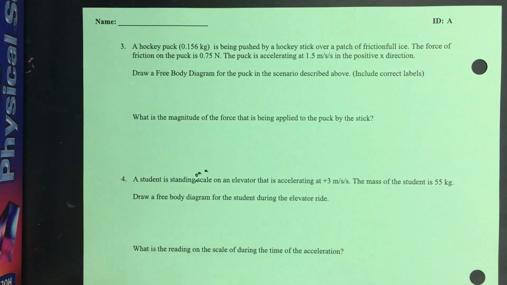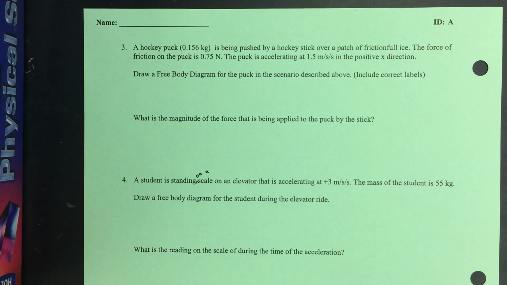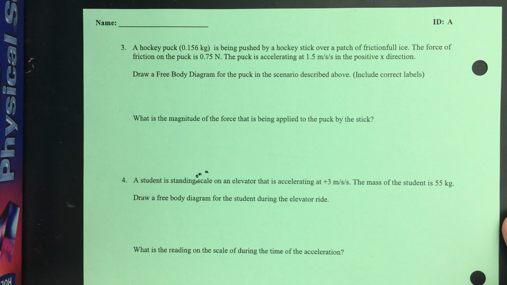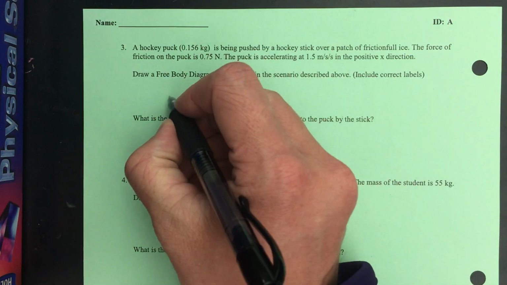Next question: a hockey puck with a mass of 0.156 kilograms is being pushed by a hockey stick over a patch of friction-full ice. The force of friction on the puck is 0.75 newtons. The puck is accelerating at 1.5 meters per second squared in the positive x direction. First of all, we're going to draw a free body diagram for the puck in the scenario described above.